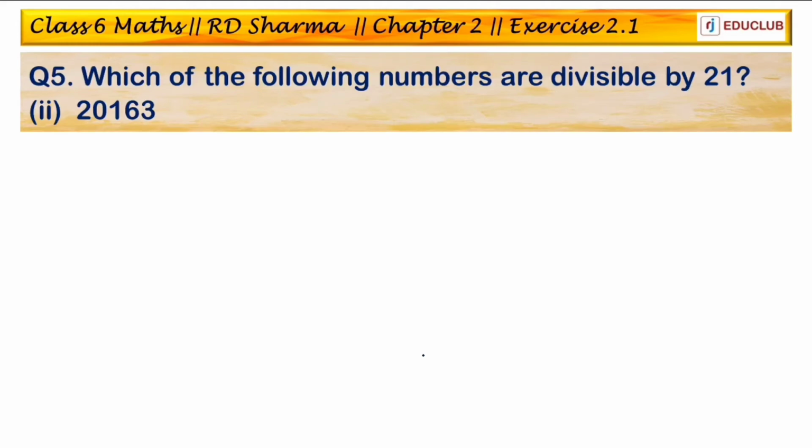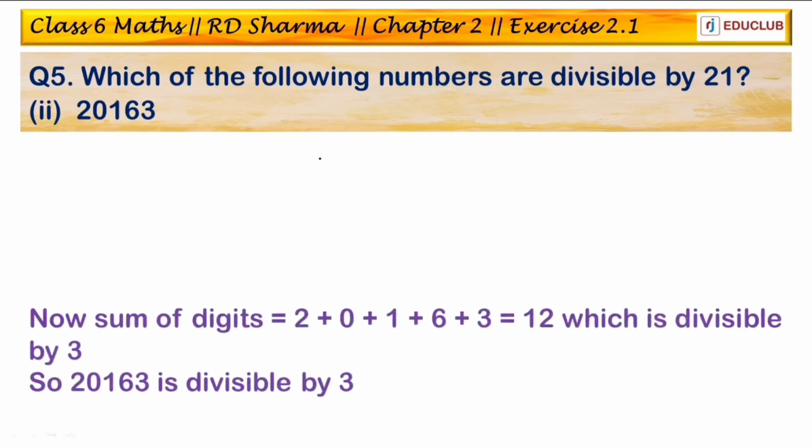Now let us see the next, 20163. We have to find whether it is divisible by 21 or not. Now let us see whether it is divisible by 3 or not, because we will check the divisibility by 3 and 7 both. The sum of the digits, 2 plus 0 plus 1 plus 6 plus 3, is 12. 12 is divisible by 3, so 20163 is divisible by 3. Now let us check whether it is divisible by 7 or not.